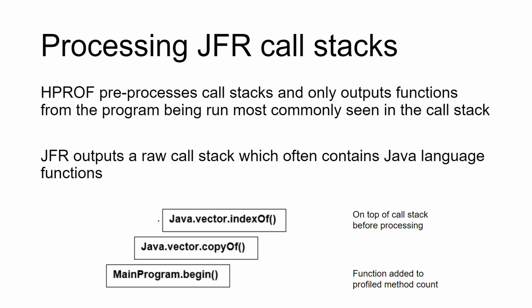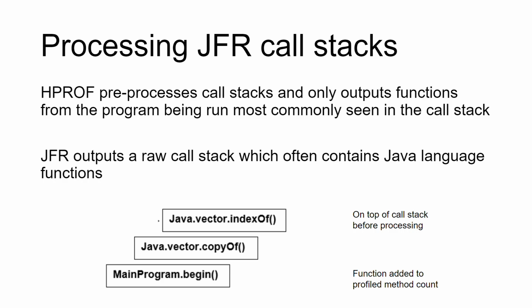So I did mention processing the call stack. HProf obviously pre-processes all of these call stacks. It gives us a very clear view of what's running in the program. JFR just gives us the call stack. So if we see a call stack like this, we have to ask, what part do we actually care about? Well, the top two functions here are just Java language or Java utility functions. We can't edit them, so we don't really care about them.